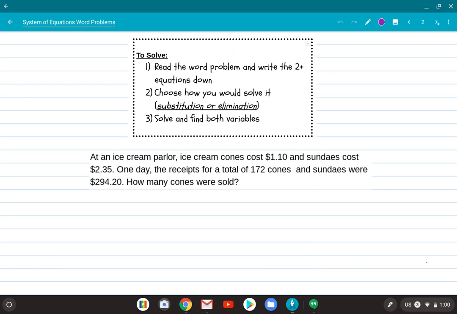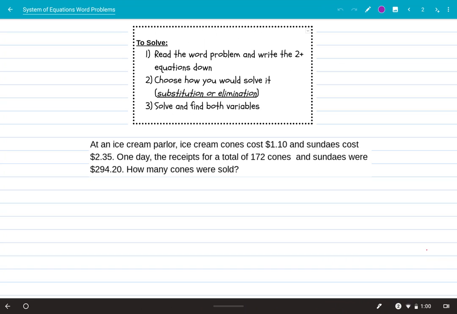Hi, you guys. We are now on the next week. This is week 6. Sorry, I had to get out my notes. We're going to be putting together all that we learned about systems of equations, substitution and elimination. This time, we're going to do a word problem.